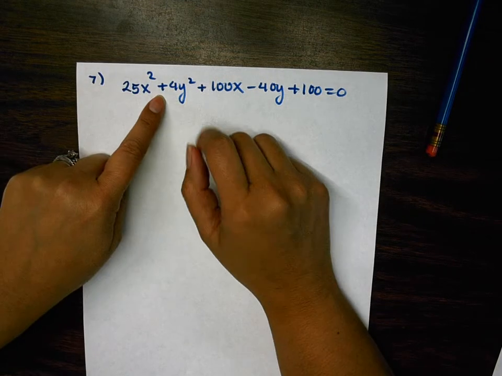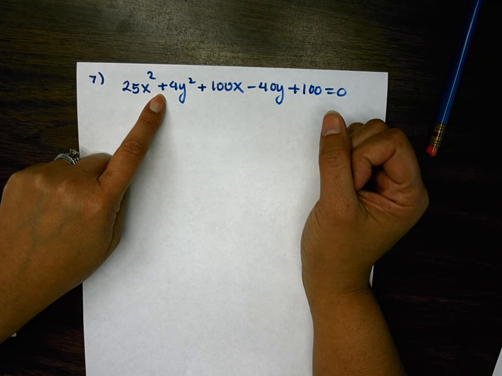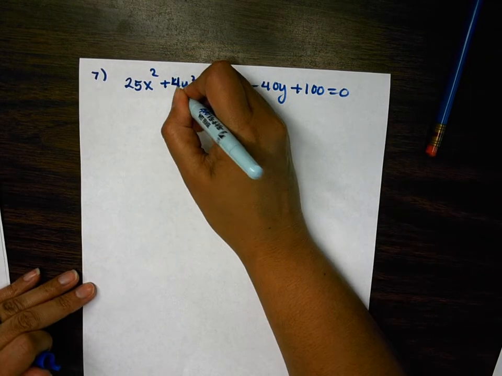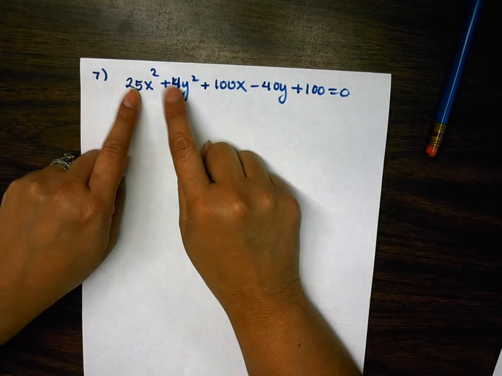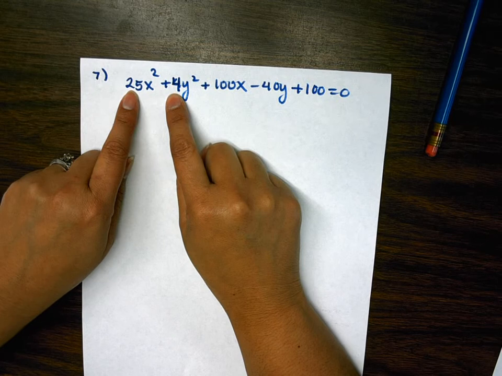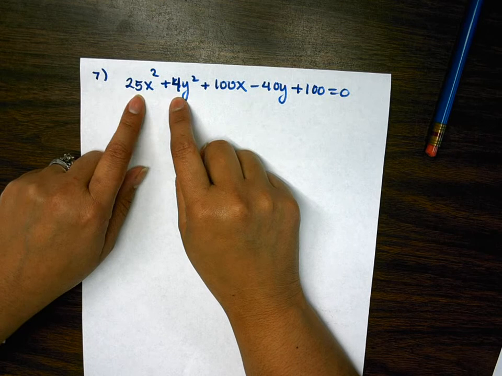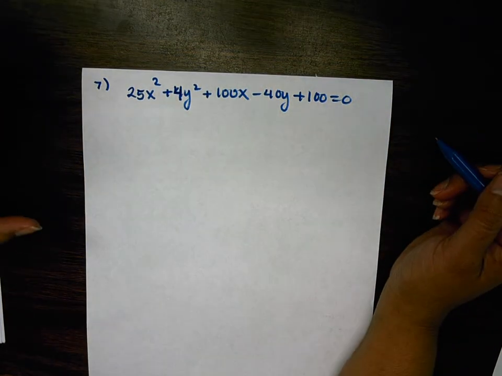Is there any way it's a hyperbola? No, because hyperbolas have 2 squares, but what here? A negative. One of them's negative. Okay, so it's not a hyperbola. That leaves circle or ellipse. Which one is it, and how do we know? He said ellipse because these 2 leading coefficients are not the same. Do you guys agree with him? So if they were both 25, what would we call it? A circle. If they were both 4 or both the same, it would be a circle.